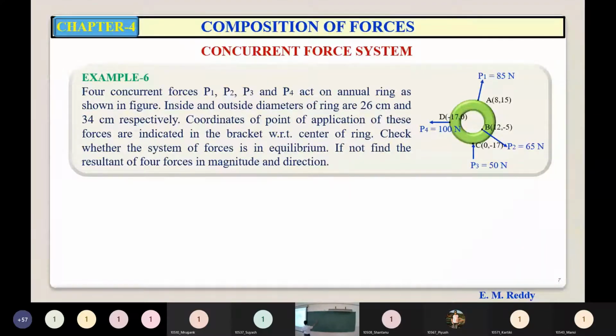So how do you check that the given system is in equilibrium or not? By finding its resultant. If the resultant is 0, you can say that the system is in equilibrium. Again, resultant means it can be a force or moment, but the given system is a concurrent force system. There is no question of moment, right? So the concurrent force system will have only resultant force. So you find out the resultant force. If it is 0, you can say that the system is in equilibrium.